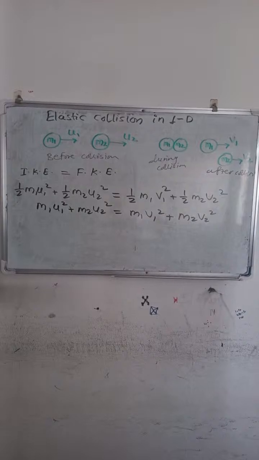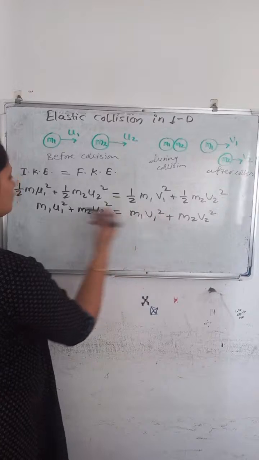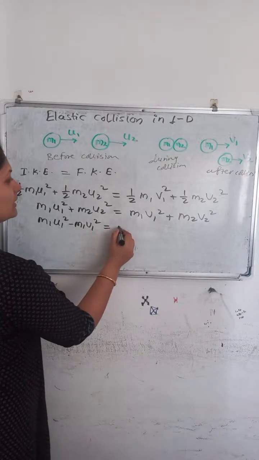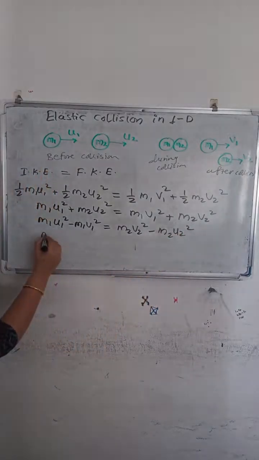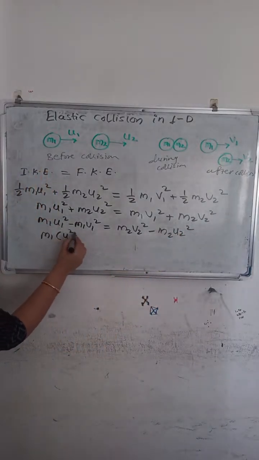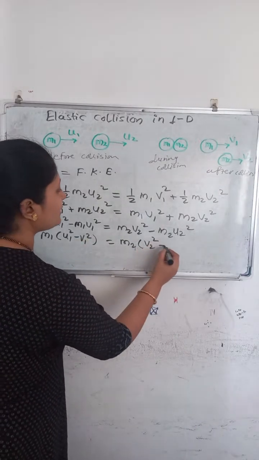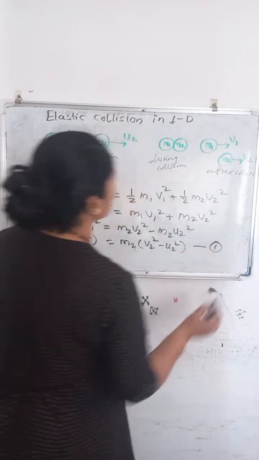Okay. Now interchange the terms, that means you can bring this m1 to this side and transpose this m2 to that side. So m1 u1 square minus m1 v1 square is equal to m2 v2 square minus m2 u2 square. Now take m1 common here, so u1 square minus v1 square is equal to, if I take m2 common, then I will get v2 square minus u2 square. Can you get up to here? So you can take this as equation number 1.